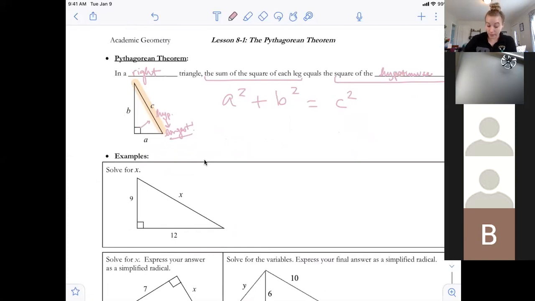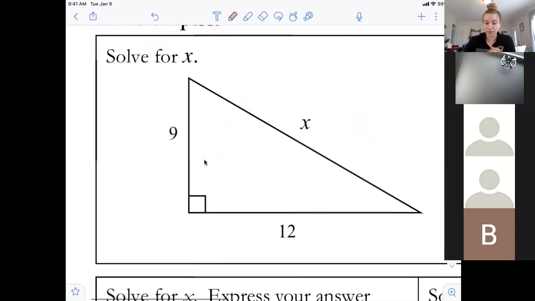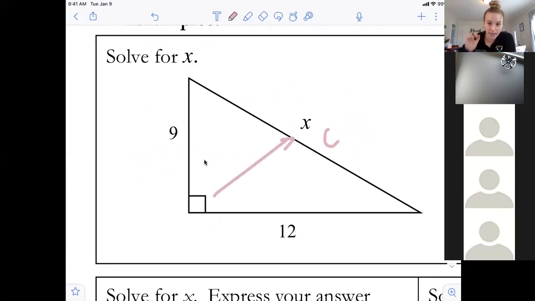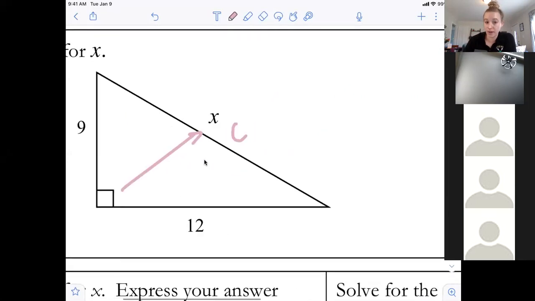Okay, we've got a few problems where we're just solving Pythagorean theorem. So this first one says solve for x. I've got one side 9, one side x, and one side 12. Can someone tell me which side is my hypotenuse? Which side is your c? X. X. Very good. The side across from the right angle is c. So that's the one that goes by itself.